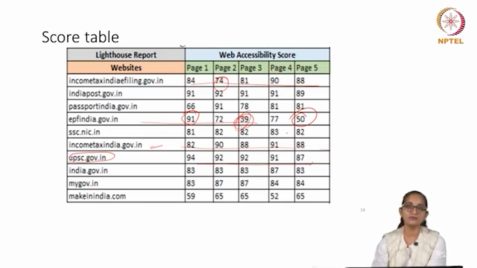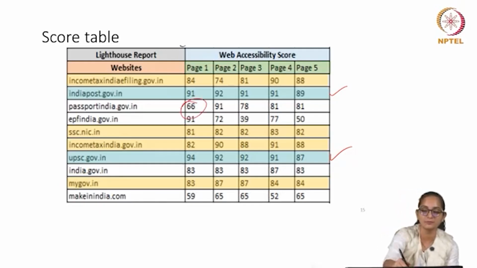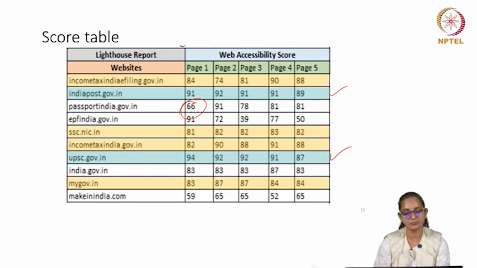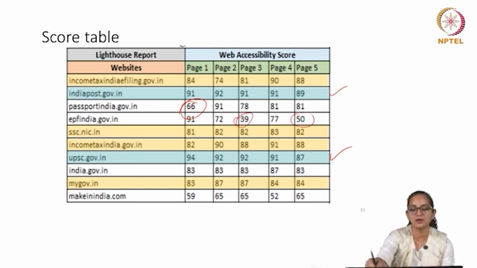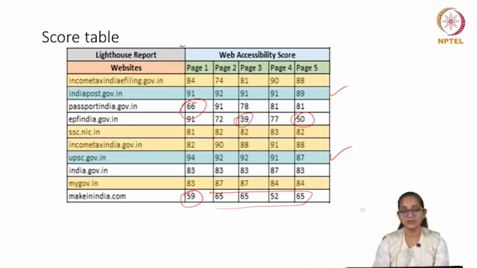So, it gives you an idea of where to start, what to do first. As I mentioned, some of them are reasonably accessible and some of them are somewhere in the middle. Remaining, some pages are very bad. For example, the Passport Seva index landing page is really bad. EPF, we saw, has a couple of pages that are very bad. Make in India, the landing page itself is very bad. Most of the other pages are very low. So, it gives you a certain sense of understanding of what to fix, which pages need to be worked on more diligently.